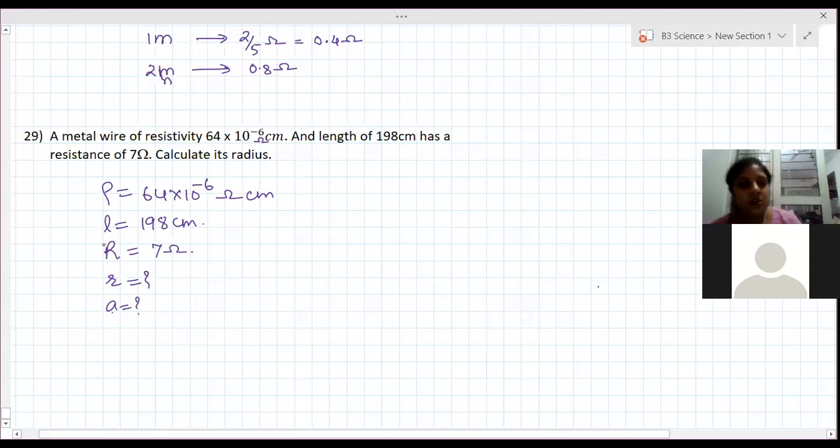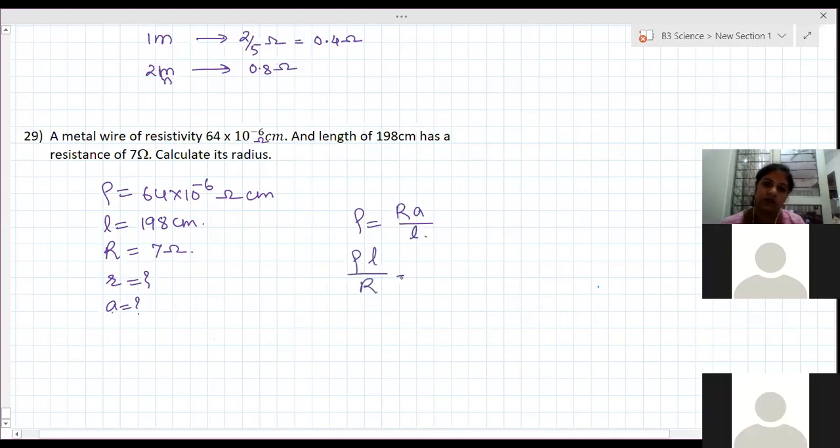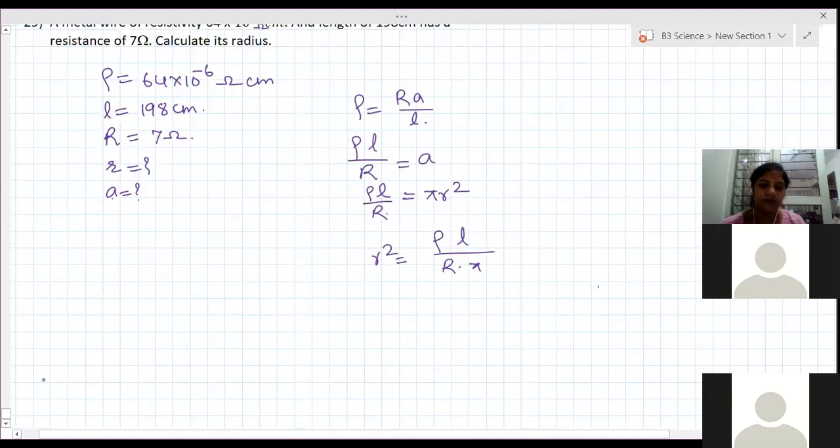So we have to use the formula rho is equal to RA by L. A should be pi r square. So here A is pi r square, which is equal to rho L by R. So pi will go here, and r square is equal to rho L by R into pi.